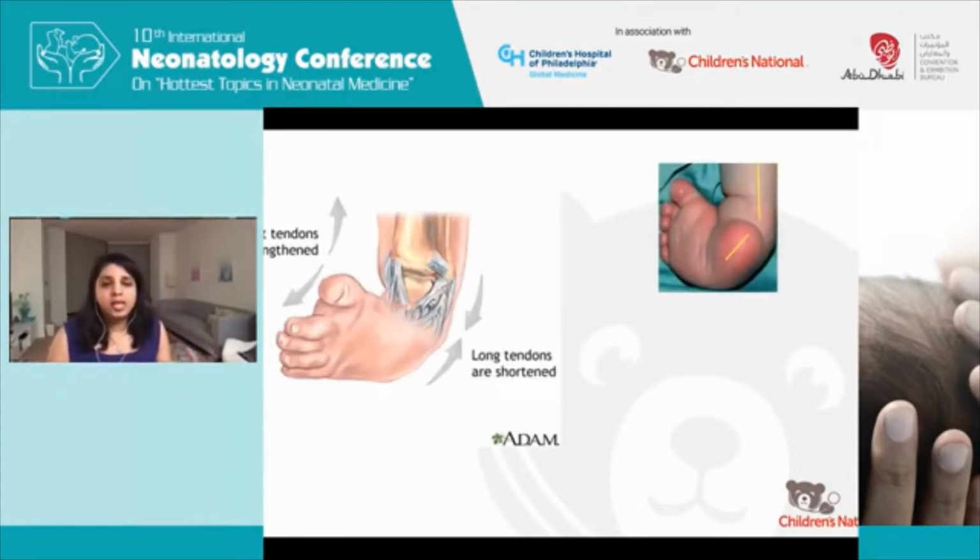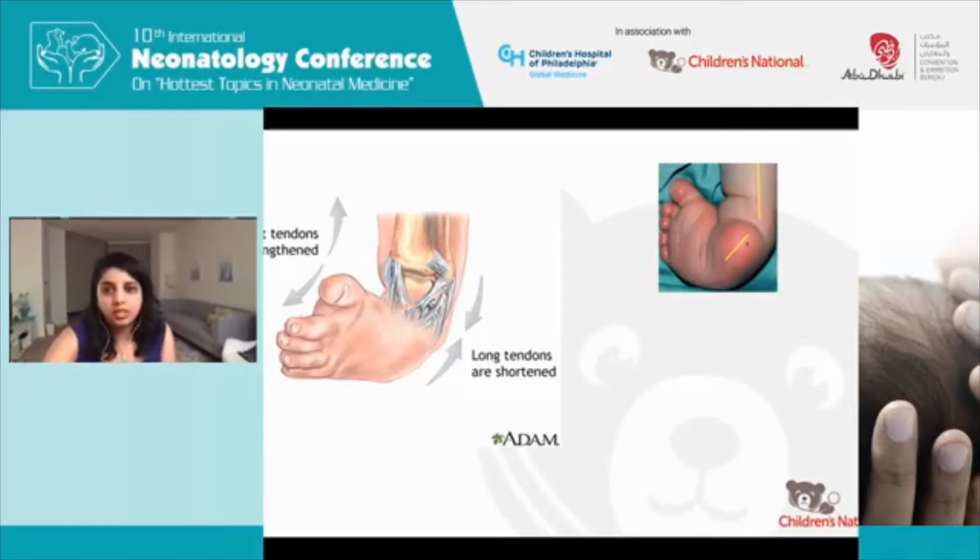So the biomechanics of clubfoot, it's actually very interesting. There's a problem with tendons, and then there's also a problem with the bones of the ankle and the foot. So some tendons in the foot are longer than normal, and some of them are shorter than normal. And that is what causes this upturning in a three-dimensional way.